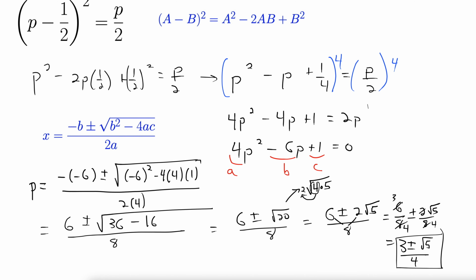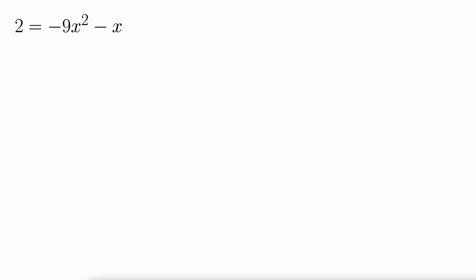Let's try another one. Here's an example in which we want to use the quadratic formula to solve 2 equals negative 9x squared minus x. Now, before we use the quadratic formula, we have to get it into the right form for a quadratic equation, which is this, ax squared plus bx plus c equals 0. You want to have all the stuff on one side and a 0 on the other side. So let's work on that.